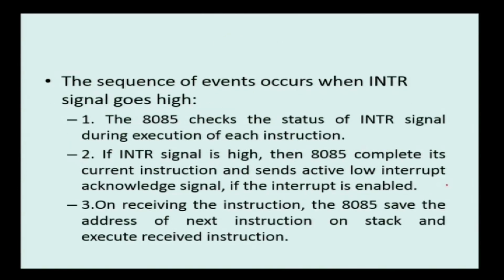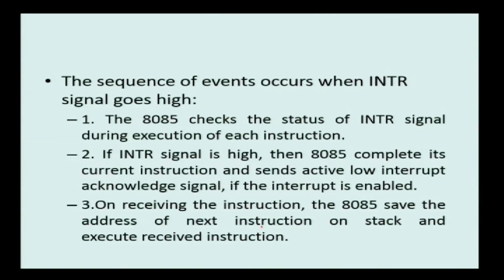So, INTR is an active high signal. Once the interrupt request is received, then the processor starts to execute the instruction. The 8085 checks the status of the INTR signal during the execution of each instruction. Then if the signal is high, the 8085 completes its current work, then sends an active low signal on the acknowledgement signal. The request is an active high signal, the acknowledgement is an active low signal. Once it identifies the request signal is high, it suspends its current work, then it switches over to the specified location after sending the low signal on the interrupt acknowledgement signal.